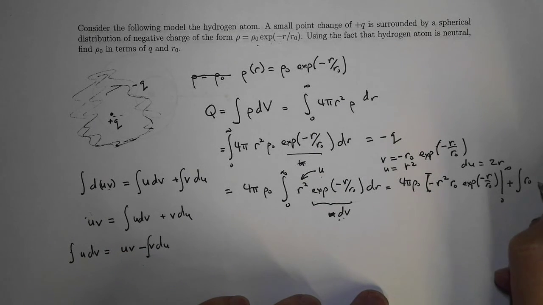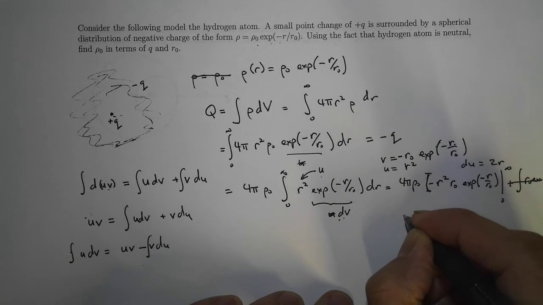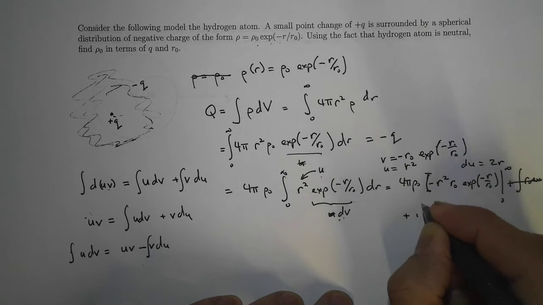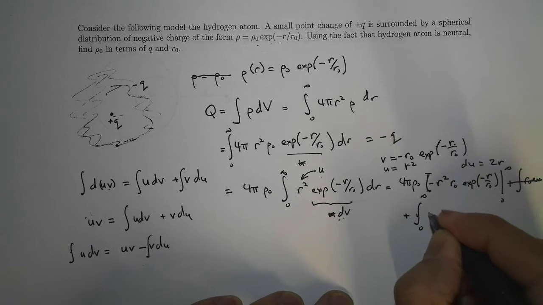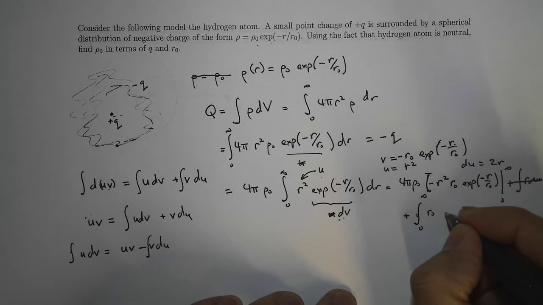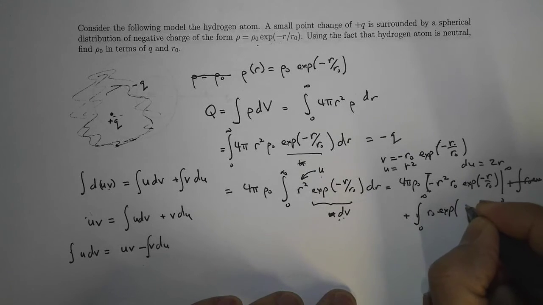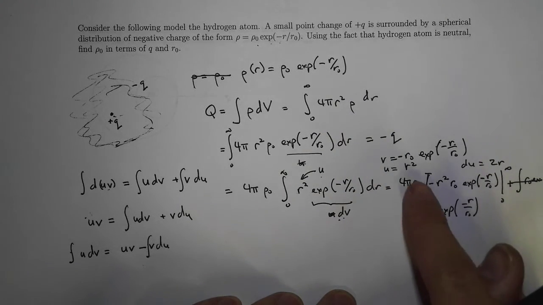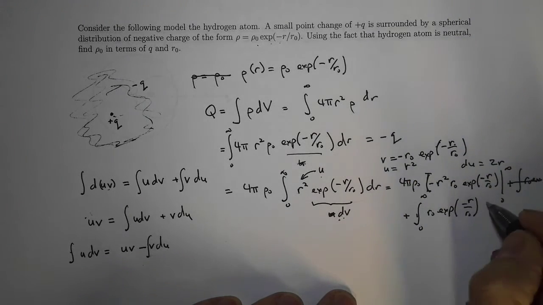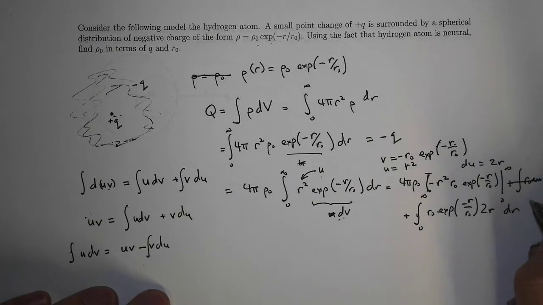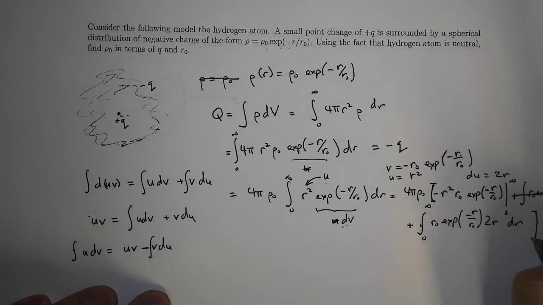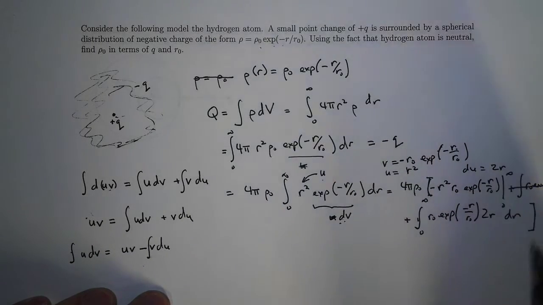integral of r0. Let's see, I'm running out of room. Let's start a new line. Plus integral 0 to infinity of r0 exponent minus r over r naught. That's very nice. And now basically I need du, which is going to be 2r dr.